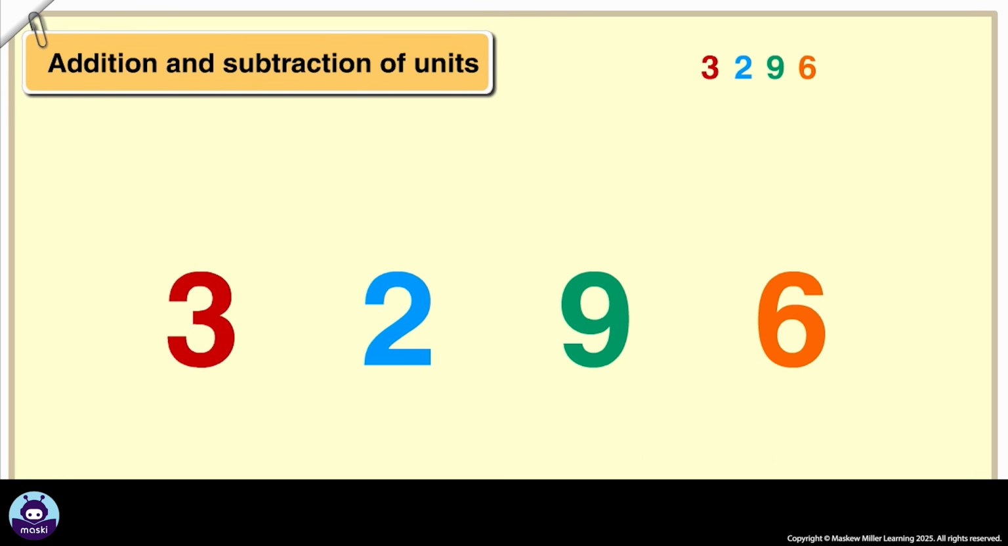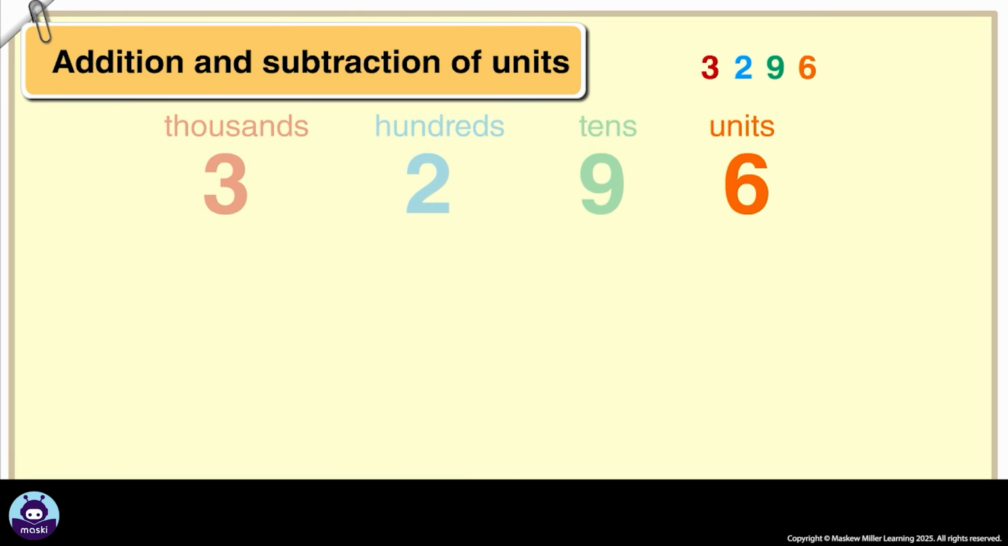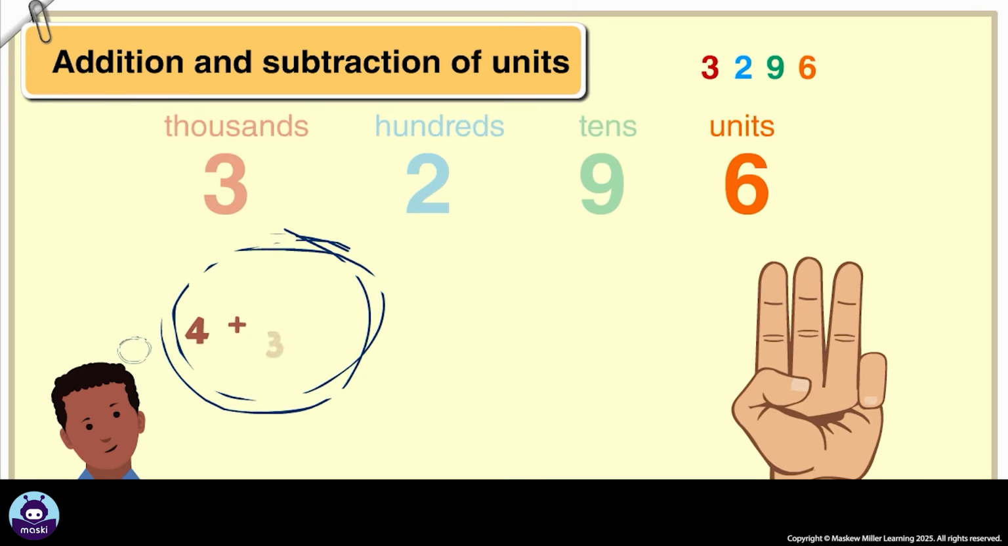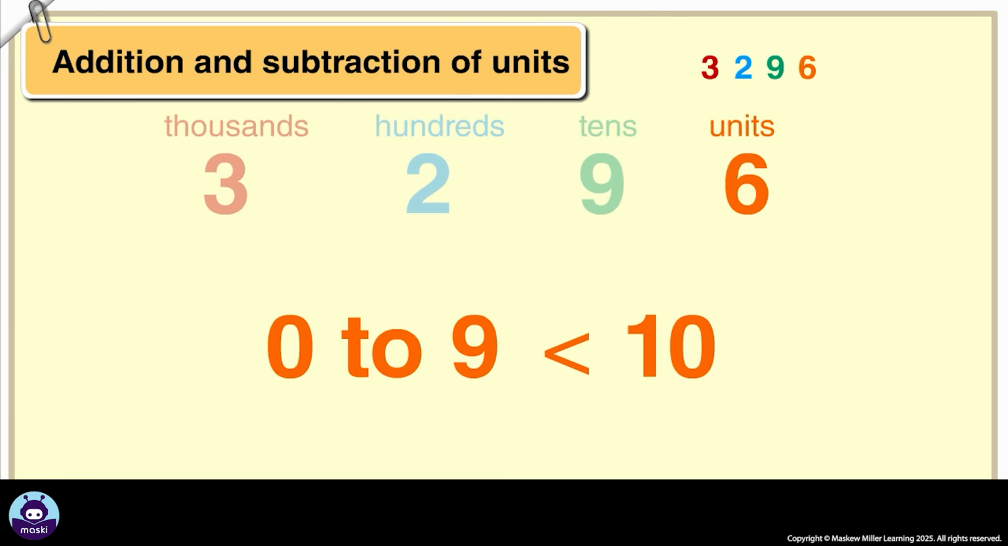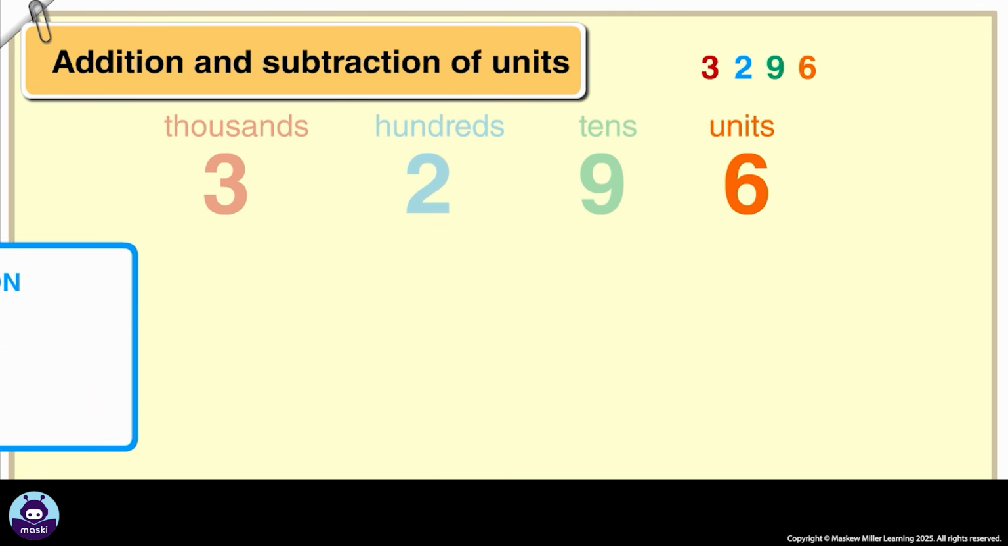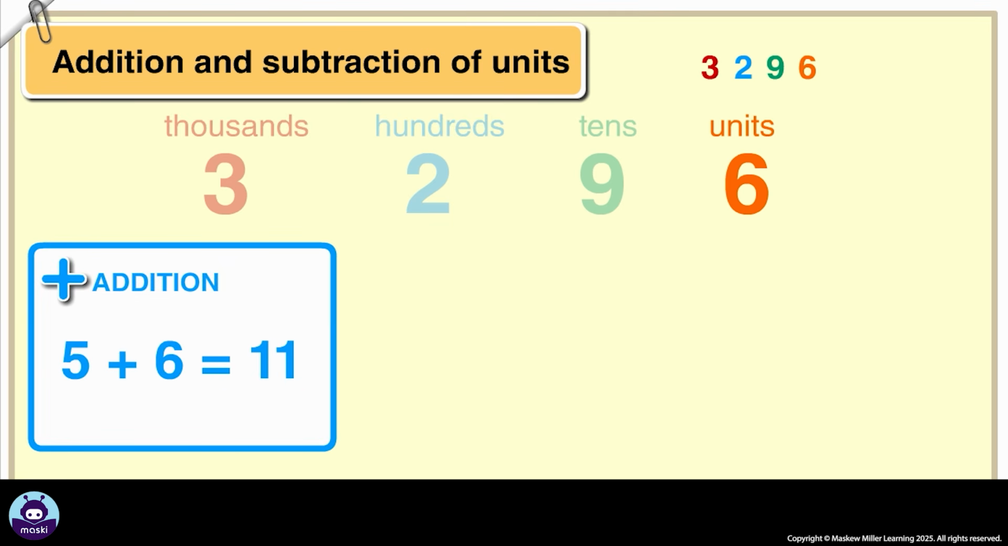A number can also be represented in units, tens, hundreds, and thousands, as shown here. Addition and subtraction of units is the simplest form of calculation that can easily be done in your head or using your fingers. It is about adding or subtracting numbers that are less than 10, that is, numbers from 0 to 9. For example, addition, 5 plus 6 equals 11.